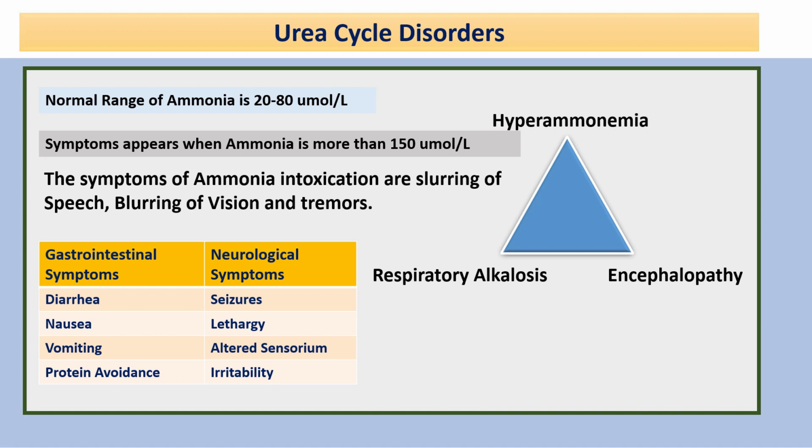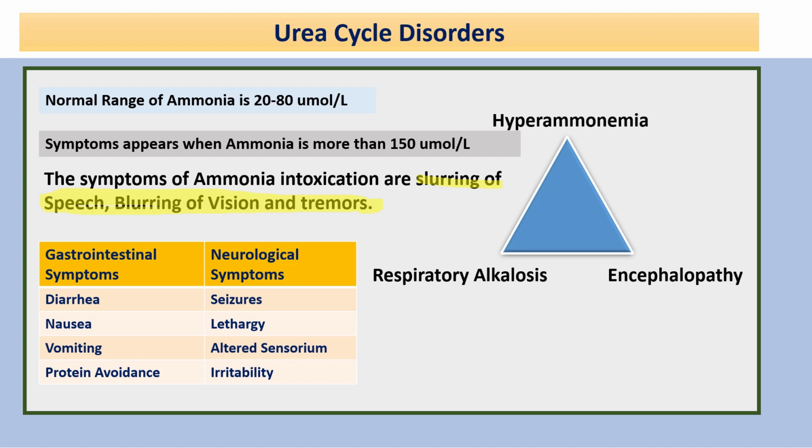So what are the symptoms? यहाँ पे symptoms क्या होंगे because of this disorder? The normal range of ammonia है it is 20 to 80 micromole per liter. But symptoms appears when the ammonia is more than 150 micromole per liter. सिम्टम्स आएंगे जब अमोनिया की लेवल 150 माइक्रोमोल पर लीटर हो जाएगी. और इसके क्लासिकल सिम्टम्स है स्लरिंग ऑफ स्पीच, ब्लरिंग ऑफ विजन एंड ट्रिमर. अगर किसी ने पूछा हाइपर अमोनीमिया के और अमोनिया इंटॉक्सिकेशन के सिम्टम्स क्या है तो तुम्हारा आंसर होना चाहिए स्लरिंग ऑफ स्पीच, ब्लरिंग ऑफ विजन एंड ट्रिमर. ये इसके क्लासिकल सिम्टम्स है.